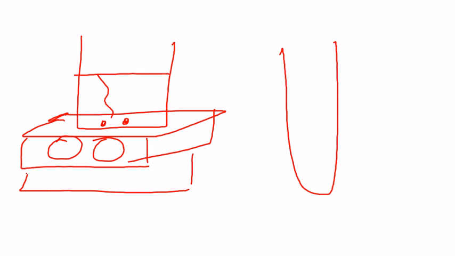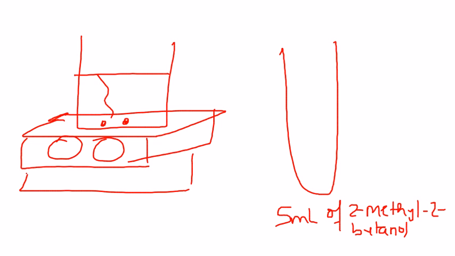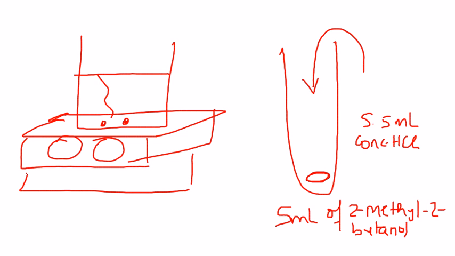So you're going to start with a large test tube, and you're going to add 5 milliliters of 2-methyl-2-butanol. Now you will put that in the test tube. Make sure you put a stir bar in there. To this test tube, add 5.5 milliliters of concentrated HCl and just mix it well. You want to mix it well because if they are not, then the reaction is going to take place at the interface, and you really want the entire bulk of your reagents to go through the reaction.